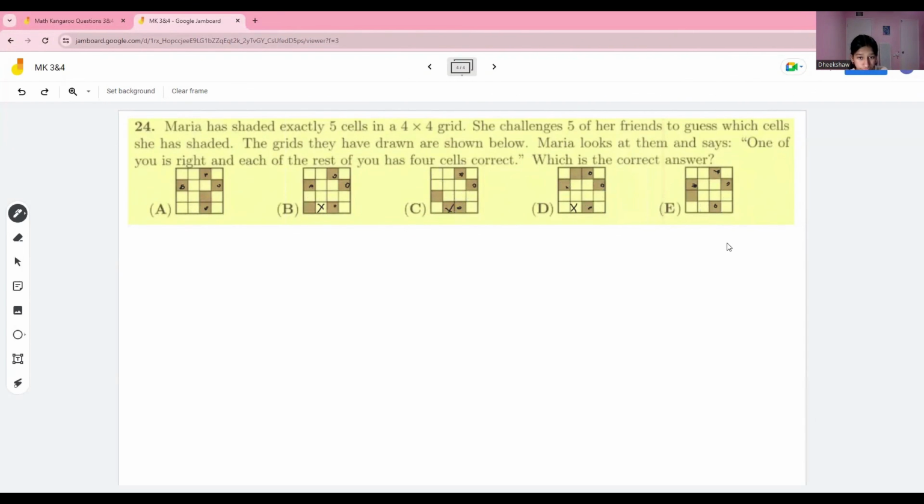So, let's try looking for this cell. That means this cell is the correct cell. Do any of these squares have it? The answer is yes. E has this cell shaded in, which is why E is the correct answer for this question.